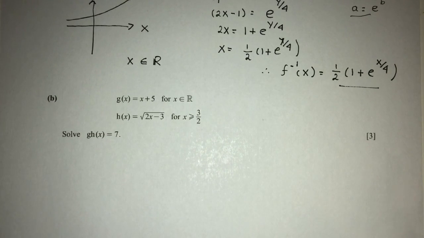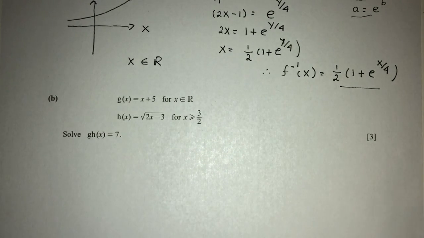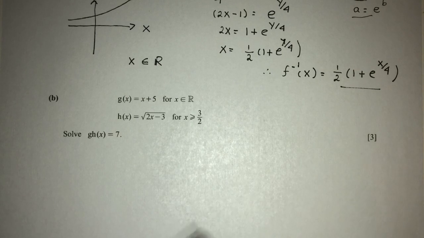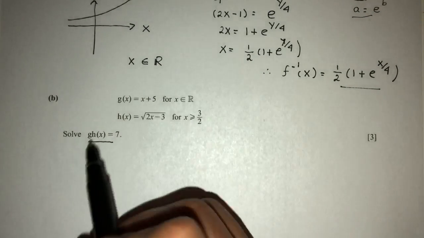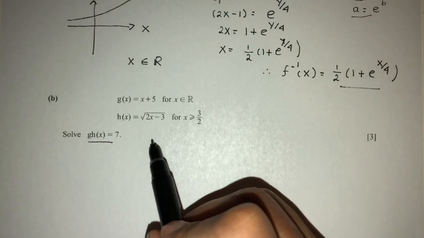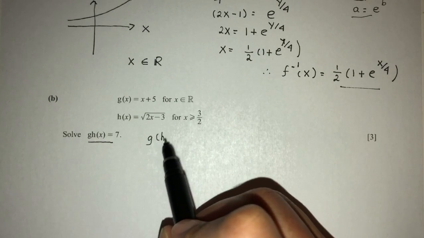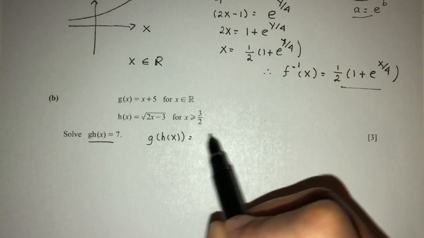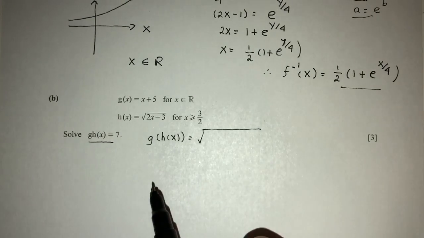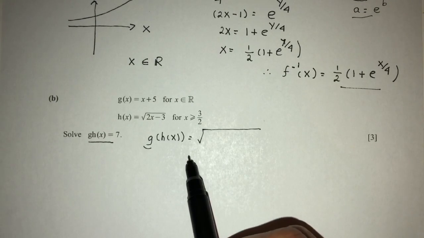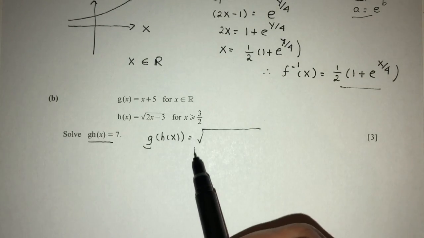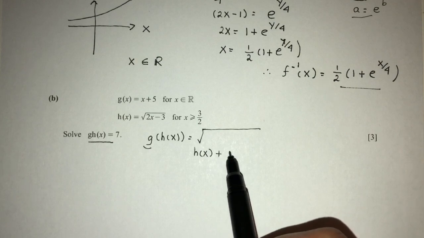Now for part B, we have g of x equal to this, h of x equal to this function. We have to find this. So one by one, let's first find this one. So g of h of x, it's g first, so it will not be root, so it will be x. So x here will be h of x plus 5.